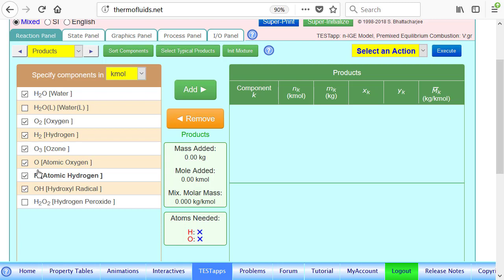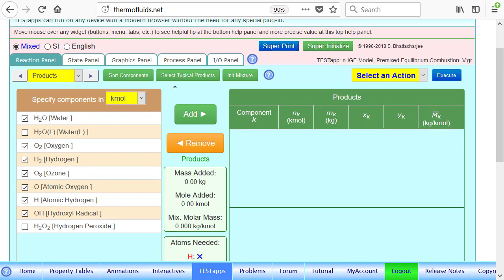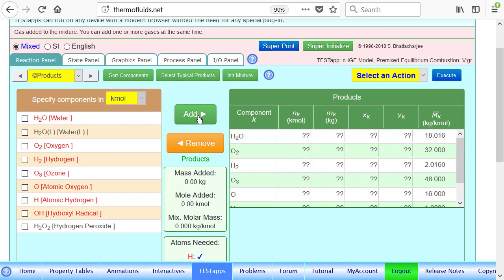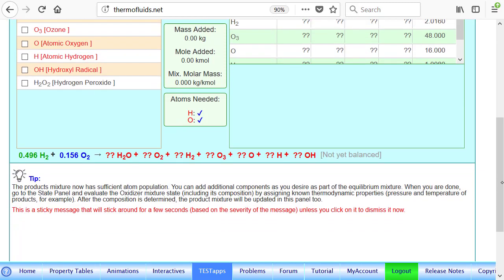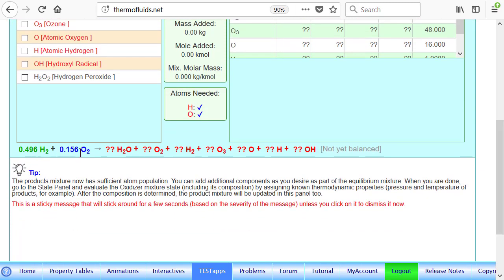And that's the beauty of solving an equilibrium problem, that you can always refine your species in the products by knowing if it has any impact on the final outcome. Okay, so we are just selecting the typical products and adding them. So the reaction now is a little more advanced. We know exactly the fuel and oxidizer. These are our reactants, and we know what the products are made up of, except we don't know their amount. And that's done by equilibrium analysis.